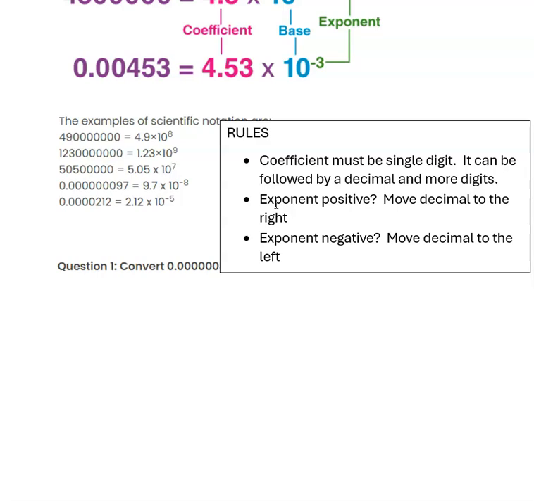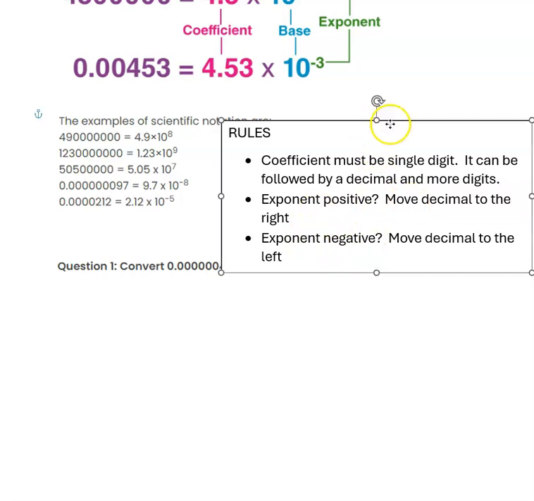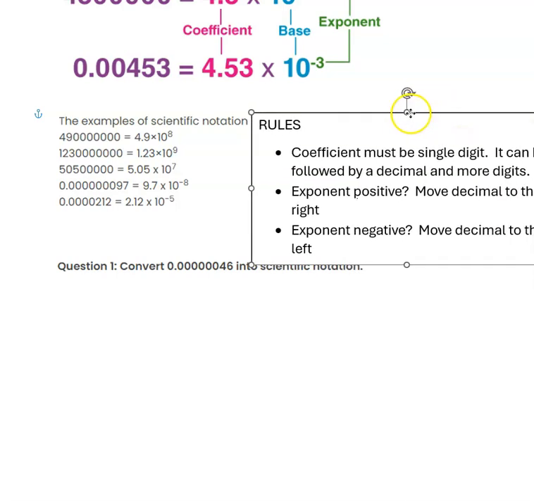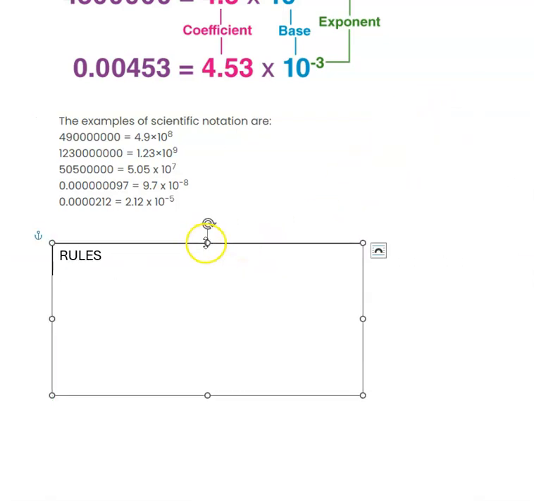So, if the exponent is positive, you move the decimal to the right. If it's negative, you move it to the left. So, what this means, I'll just put my rules right there. Get them out of the way.